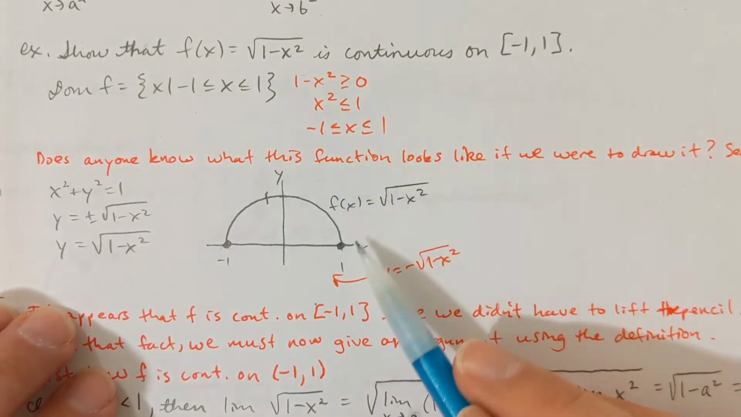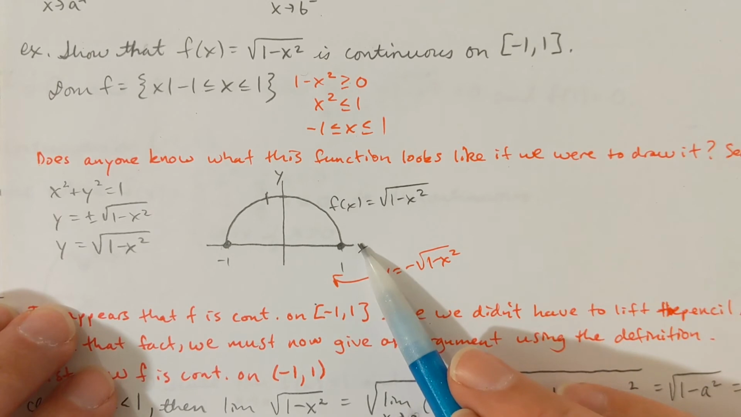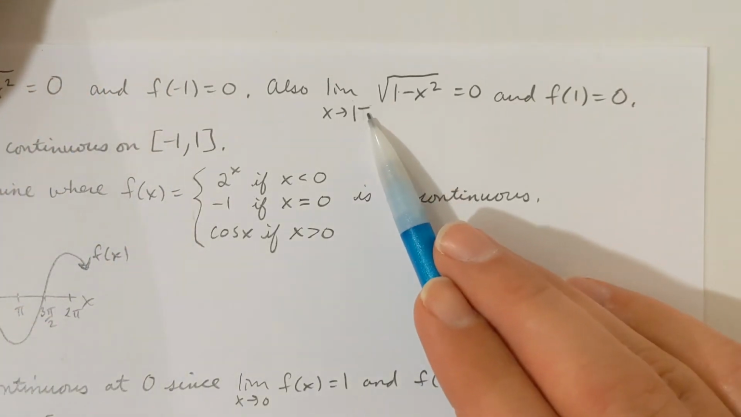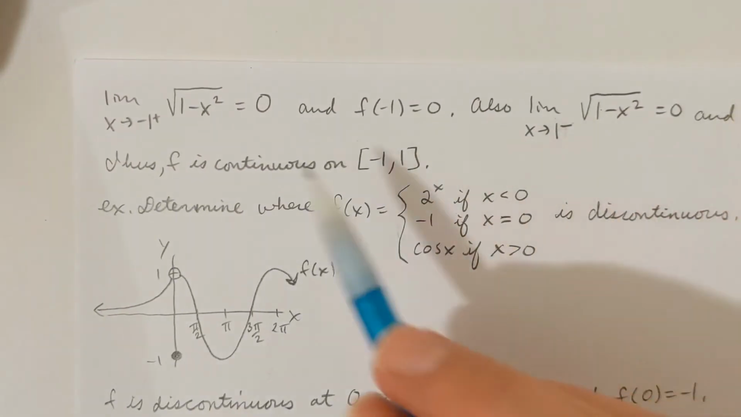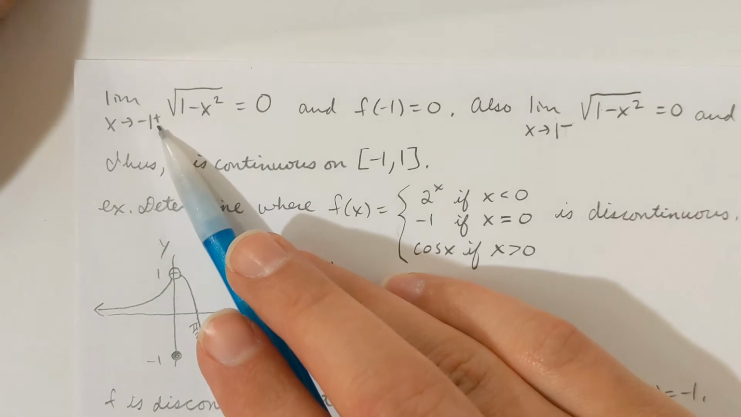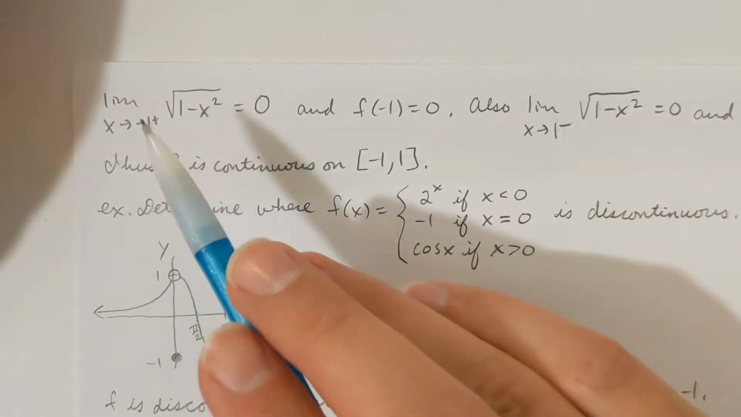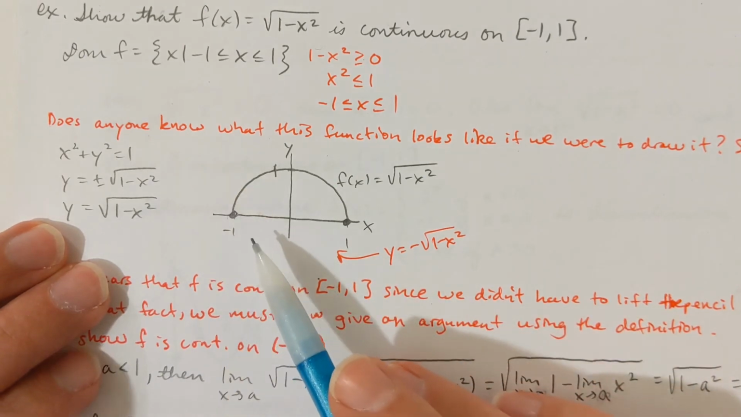Now, I need to be approaching 1 from the left, right, because I don't have any graph on the right side of 1. So the notation here would be important. Okay, I'd want to write a one-sided limit. And for here, I'm approaching -1 from the right. There is no graph on the left side.